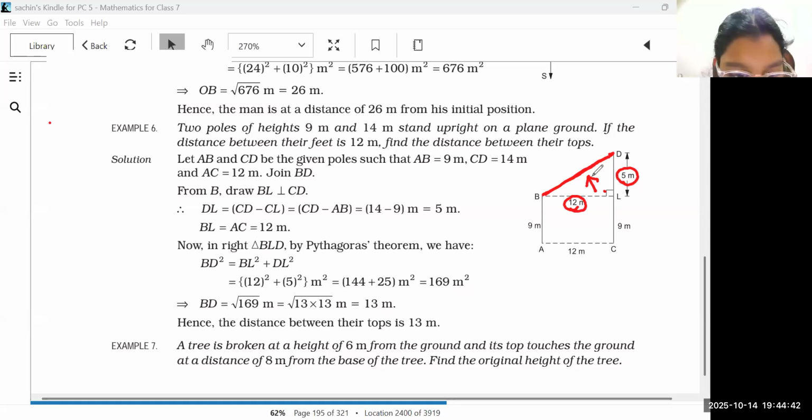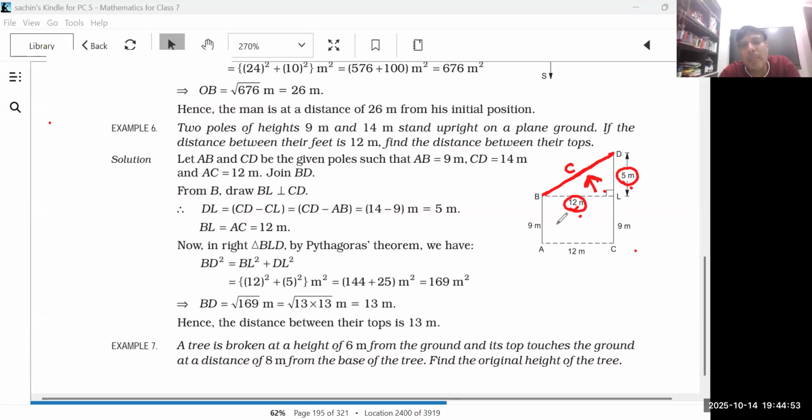Okay, sir. So this is 12, this is 5, this is the hypotenuse. Unmute, son. When you ask a doubt, you should be on unmute. That's the rule. So let me call the hypotenuse C. So C square, the square of the hypotenuse, is equal to the sum of the squares of the other two sides. So C square will be equal to 12 square plus 5 square. This is the Pythagoras theorem.